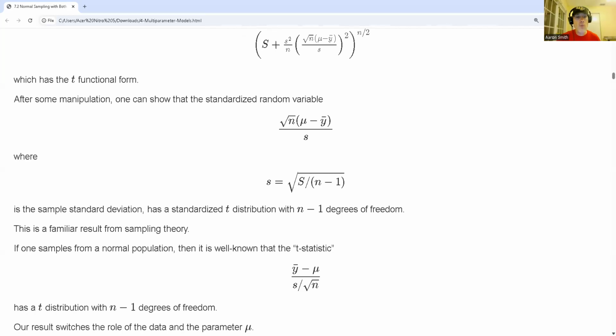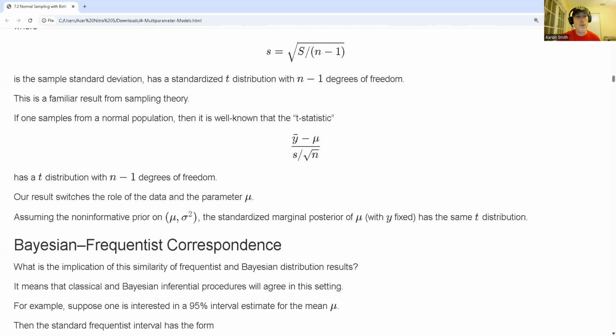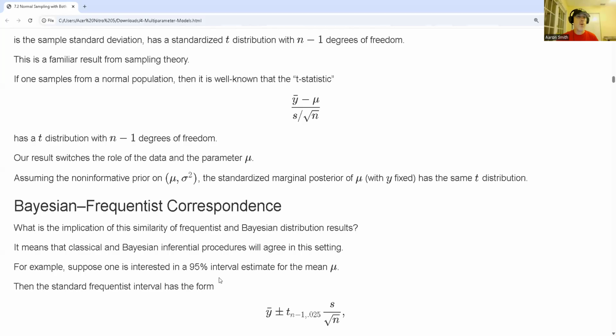And so this is a very familiar result from sampling theory. If one samples from a normal population and we don't know the variance, then we get our well-known t statistic. Now, ultimately, why is it in introductory statistics we use the t statistic instead of normal? Because not knowing the variance, by estimating the variance, we're actually inducing more variability, more spread, more dispersion in the system. And so here, we're dealing with a t distribution with n minus 1 degrees of freedom.